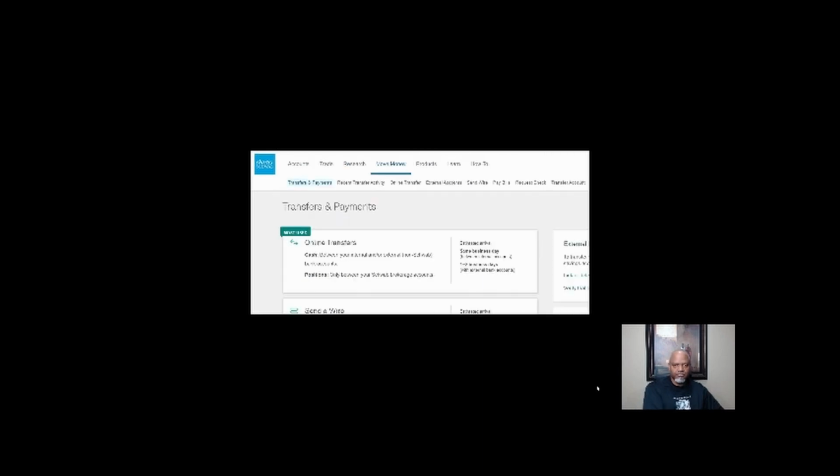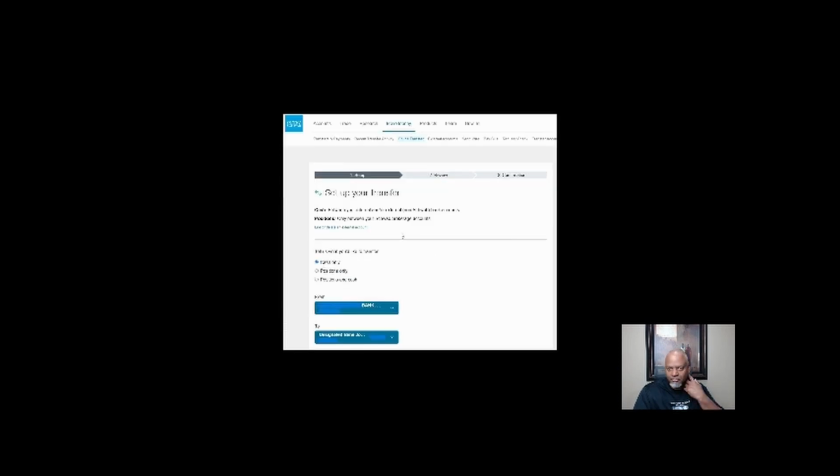So as you can see, when you get onto your screen, after you get your account all set up, there are these tabs. This one shows your account, but to transfer money from one account to another, you click on Move Money, and then you click on Transfer and Payments, this icon right here. That will bring you to this screen, and you click on Online Transfers. Then it will bring you to Set Up Your Transfer.